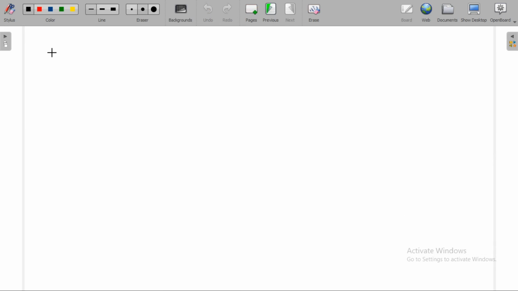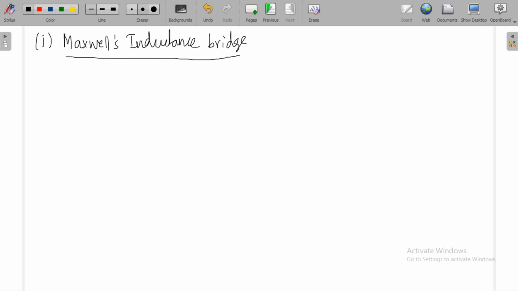Now let us discuss about Maxwell's inductance bridge. Let me draw the Maxwell's inductance bridge.